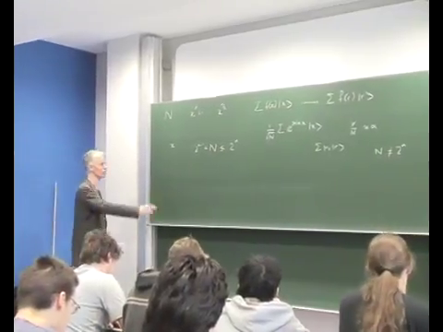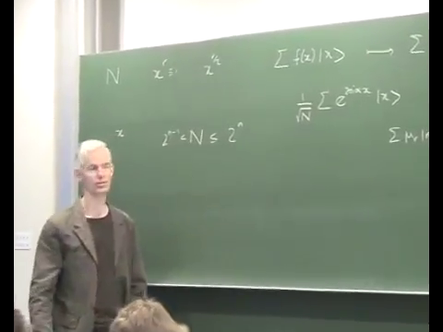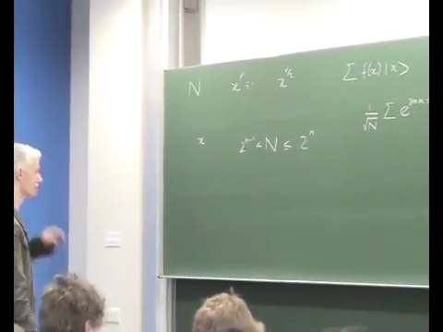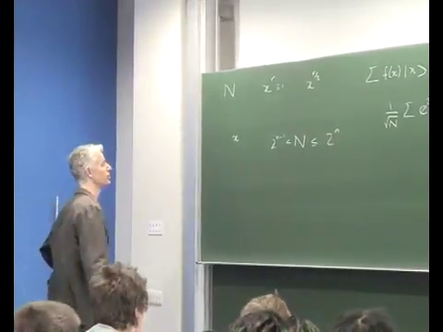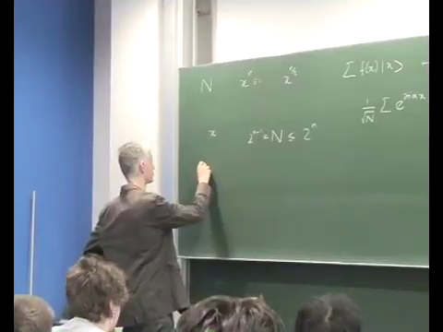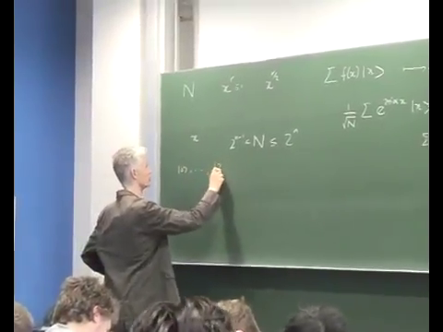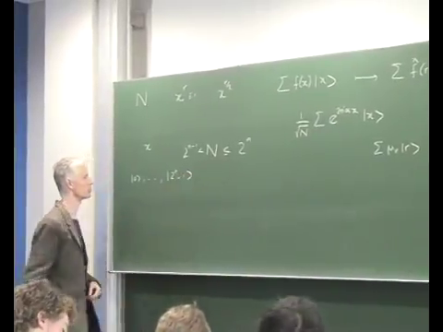So little n is just the number of digits I'm going to need in order to represent the integer n minus 1. So my possible states will be everything from 0 up to 2 to the n minus 1.